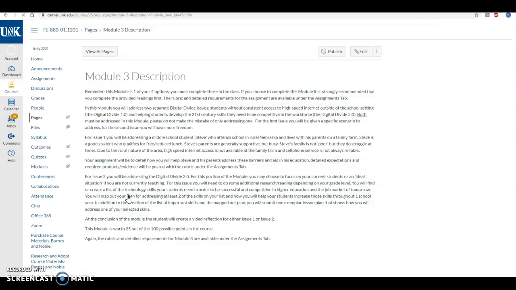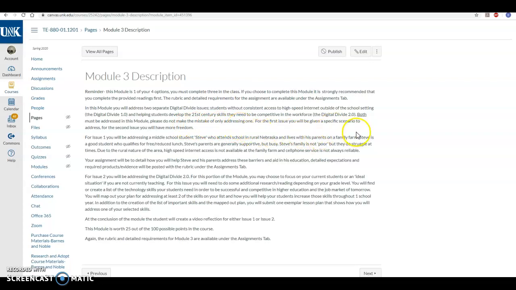We are talking about the digital divide. And in this one, which is maybe a little bit different than the other modules, you do have 2 separate issues you can deal with. I call them issue 1 and issue 2 for lack of a better term. You do have to address them both. It says here, both must be addressed in this module. Please do not make the mistake of only addressing one.